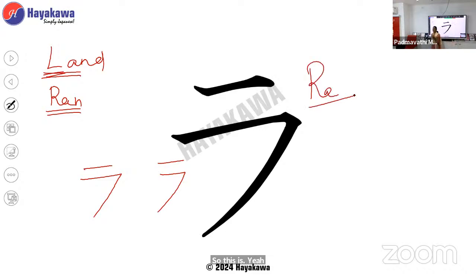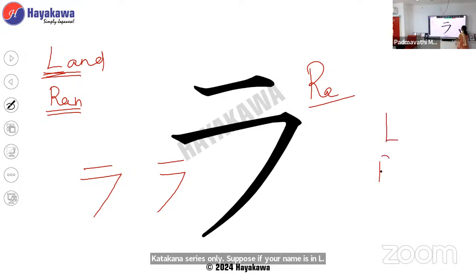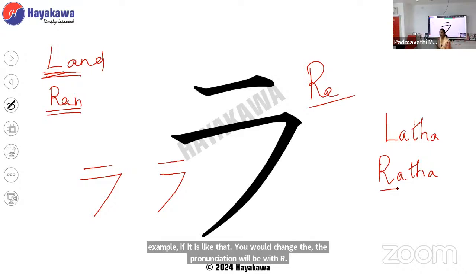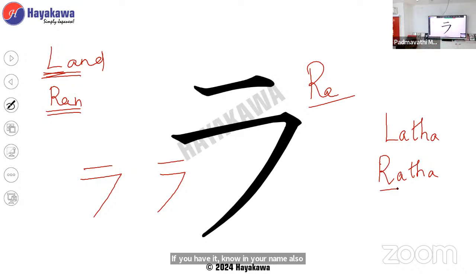For our names also, we will be using this katakana series only. Suppose if your name is in L, you will change it into R. The pronunciation will be the R sound and the spelling will be this if it is in the L series. For example, if it is Lata, you will change it into Rata. The pronunciation will be with R. If you have it in your name also. This is Ra.